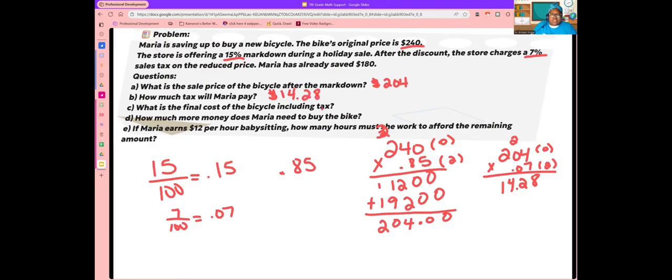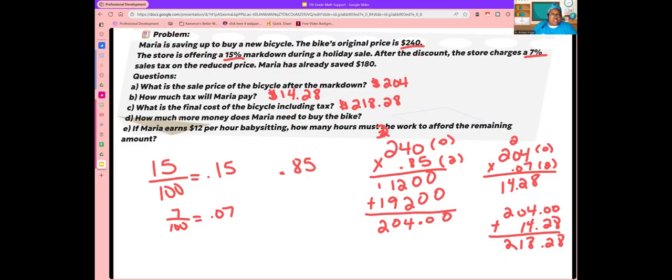Now the final cost, including tax, well, we will need to do 204 plus $14.28. Have to make sure we line up our decimals properly. So 8 and 2, that's 8, 1 and 2. So the final cost, including tax, is $218.28. We are coming right along. We are now down to our last two questions.